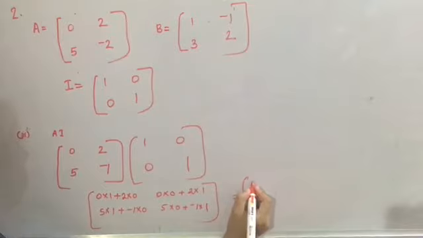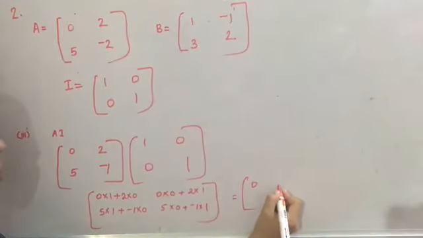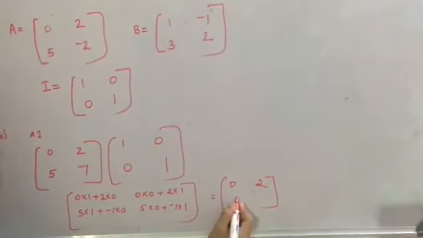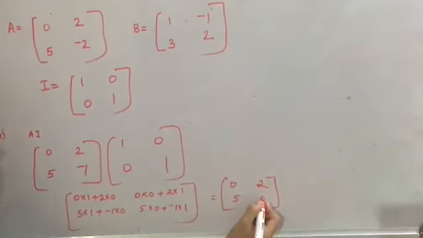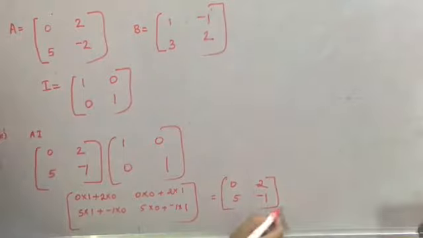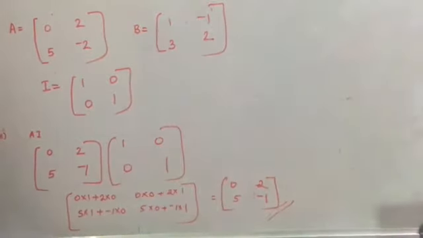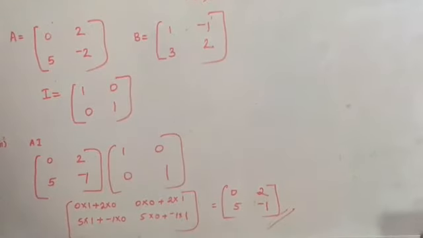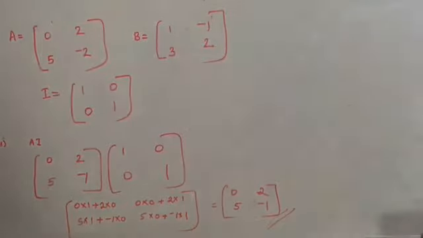0 plus 0 is 0. 0 plus 2, that is 2. 5, minus 1. So this is the answer. So now it is clear to you how to do it with the square matrices. Let us do a problem with matrices of different order.